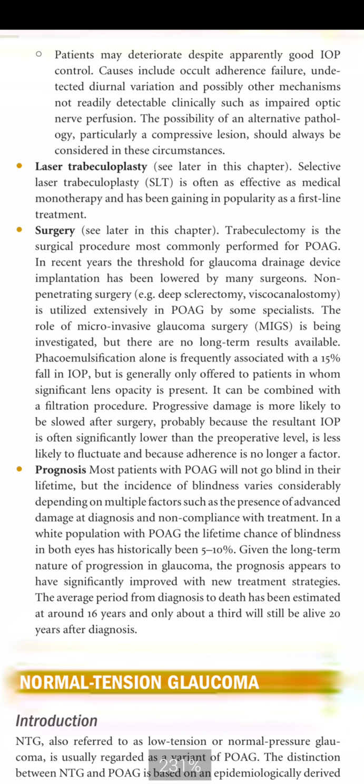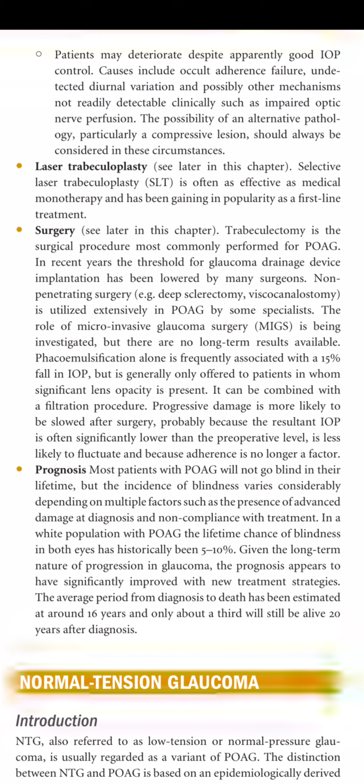Prognosis: most patients with POAG will not go blind in their lifetime, but the incidence of blindness varies considerably depending on multiple factors such as presence of advanced damage at diagnosis and non-compliance with the treatment. In a wide population with POAG, the lifetime chance of blindness in both eyes has historically been 5 to 10%. Given the long-term nature of progression in glaucoma, the prognosis appears to have significantly improved with new treatment strategies.